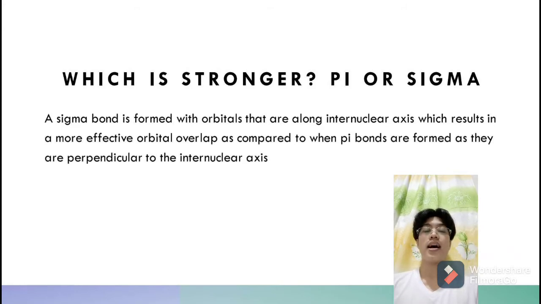Therefore, as we remember from the features of valence bond theory, a stronger or larger extent of orbital overlap results in a stronger bond. So therefore, a sigma bond is the stronger bond.